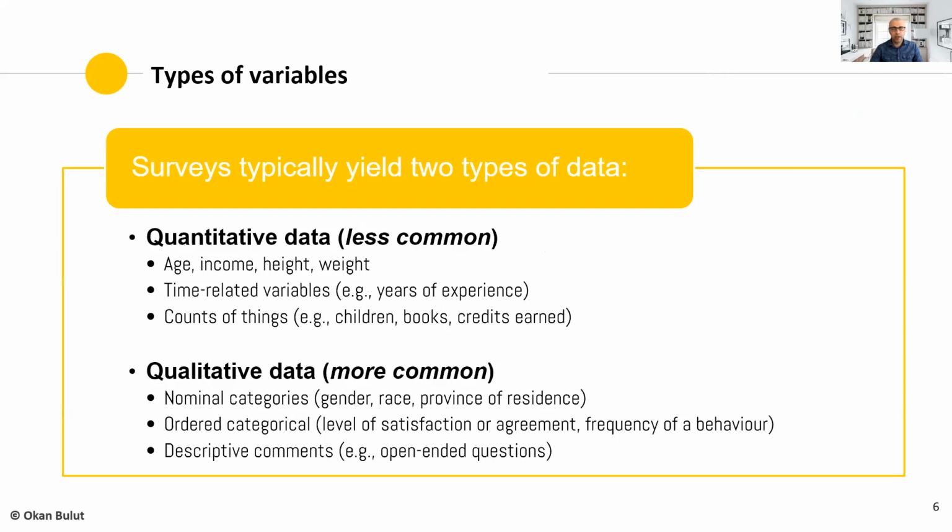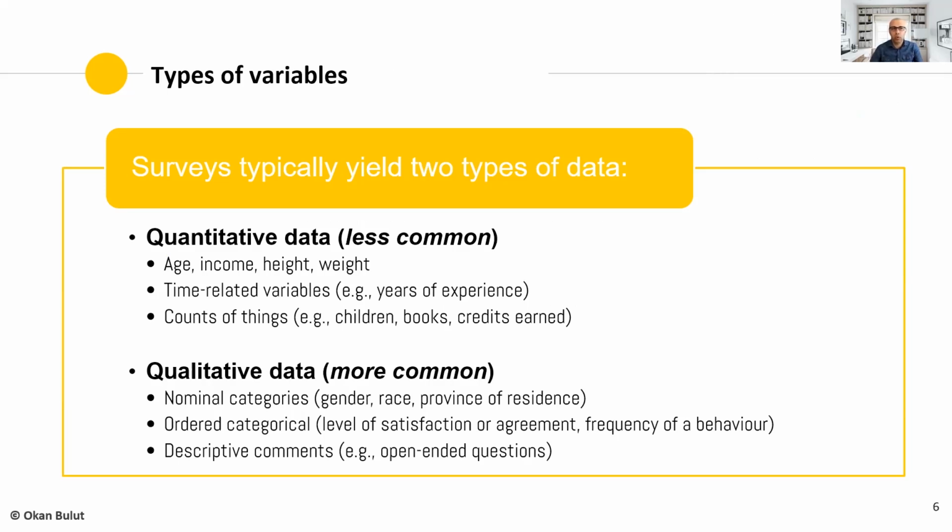So going back to the types of variables, we have two types of variables in survey data, typically quantitative data, which is typically less common actually. So all the demographic questions that ask about age, income, height, weight, or time-related variables, like for how many years have you been working as a doctor, as a nurse, as a dentist, as a teacher.